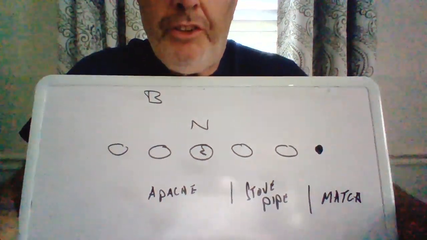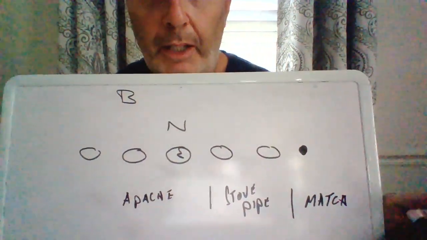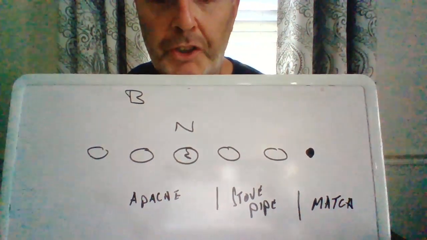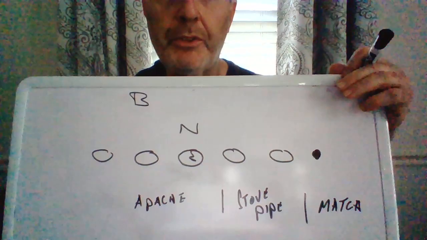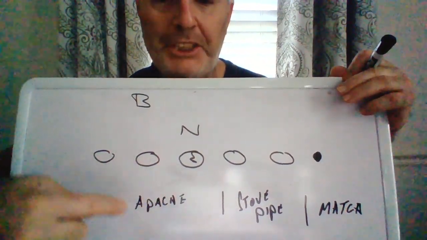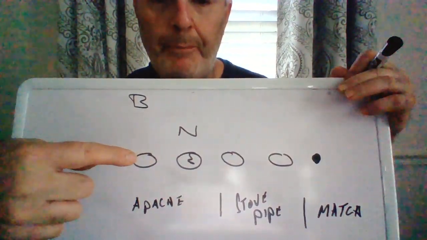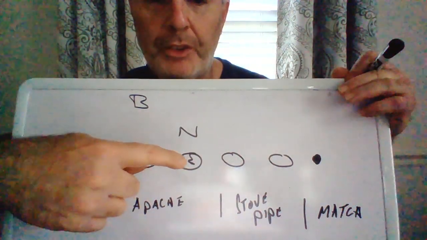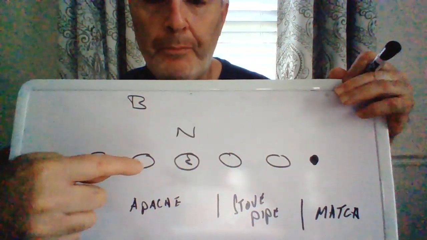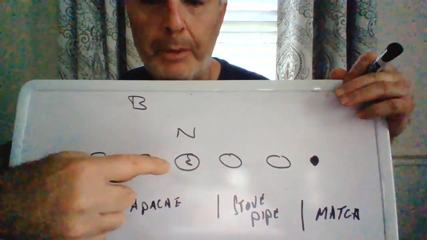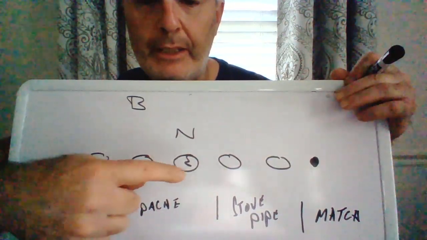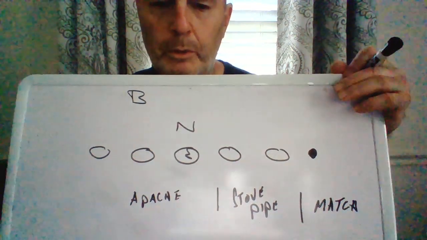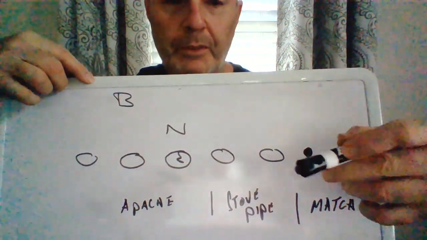Got a question last night via email about the arc step. The arc step is basically part of Apache. What the guy asked me was, if the center arcs, can the backside guard shuffle? To me, what we're really talking about is the point of attack.